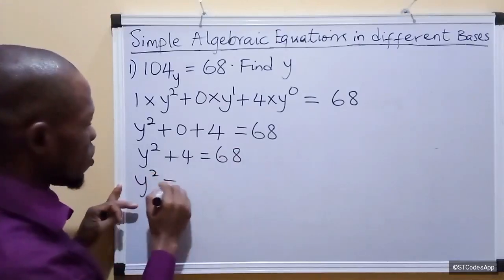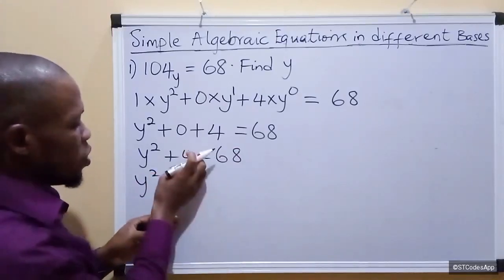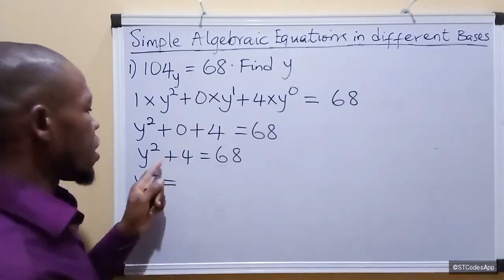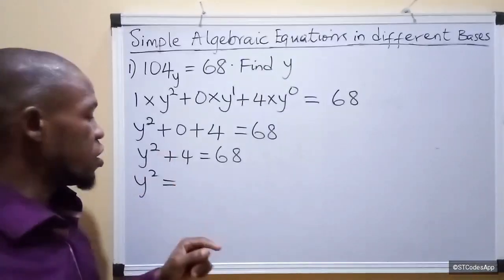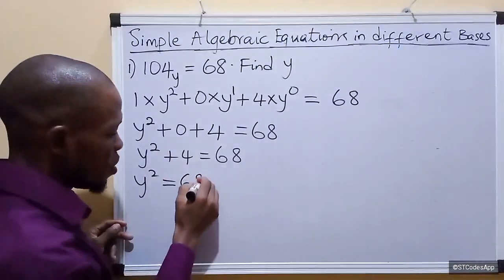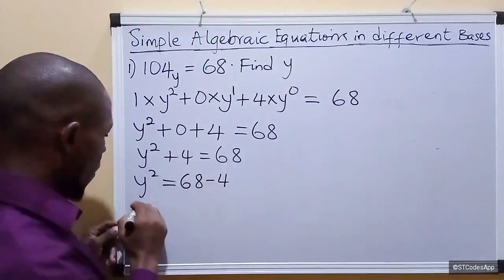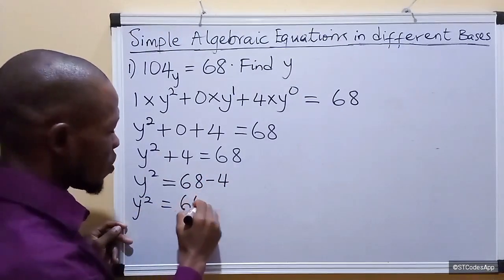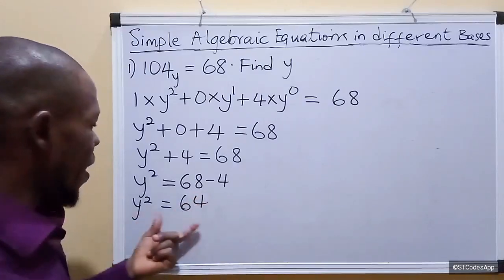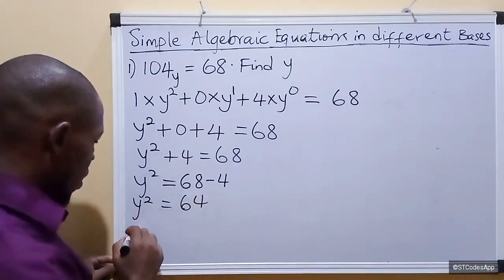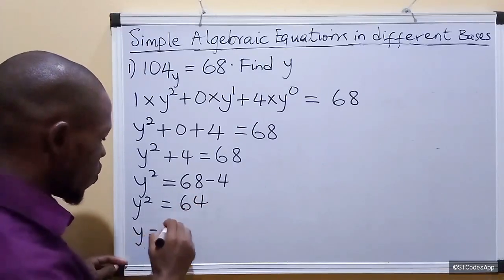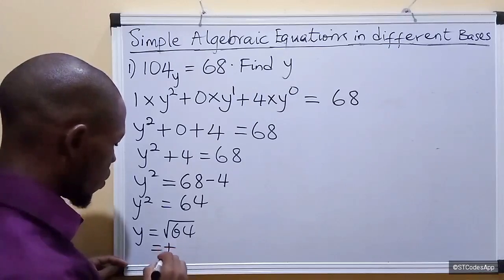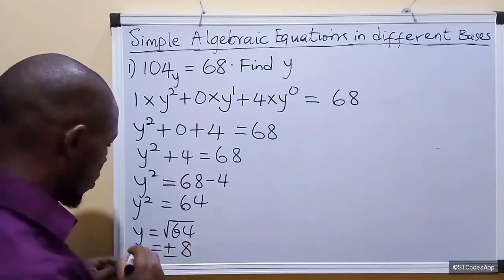Y squared equals, now let's collect like terms. We're going to lift this plus 4 to the other side of the equation to join 68, and the sign is going to change from positive to negative. So we have 68 minus 4. Y squared is equal to 68 minus 4, which gives us 64. So we find the square root of both sides. So y is equal to the square root of 64, and that gives us plus or minus 8.